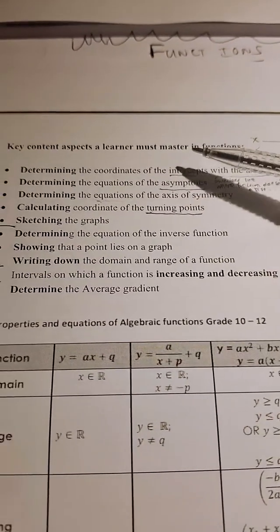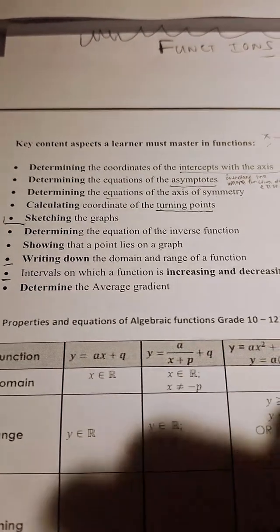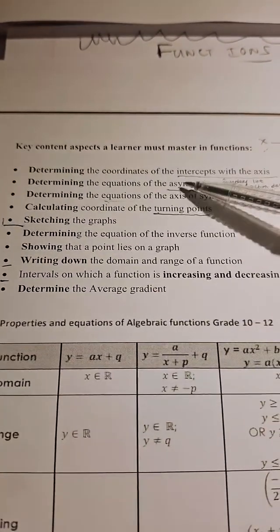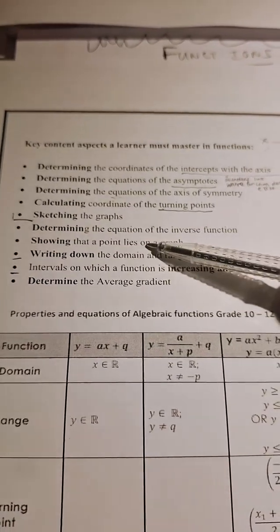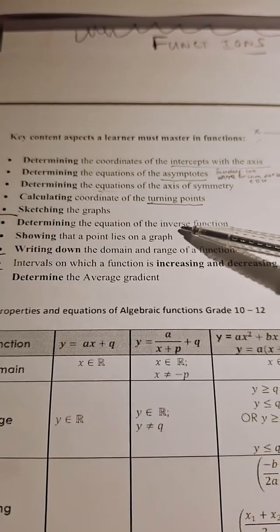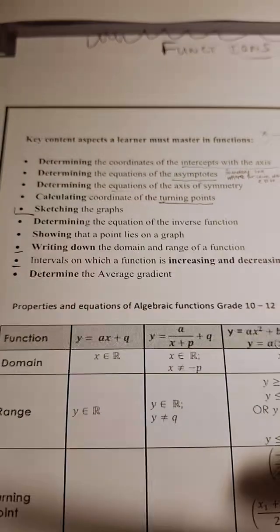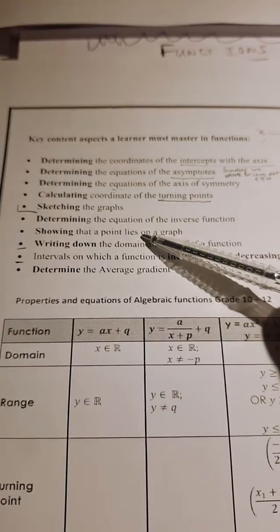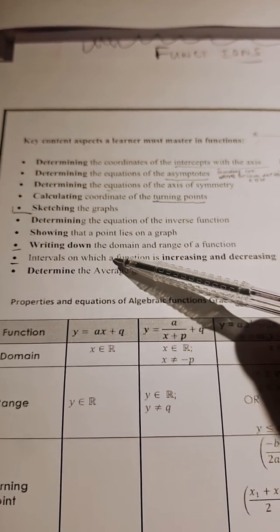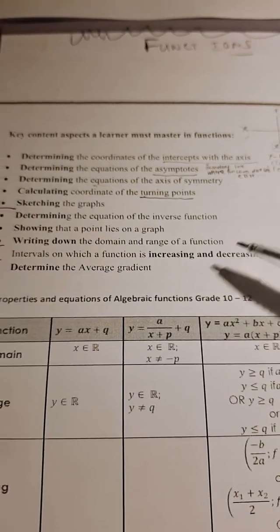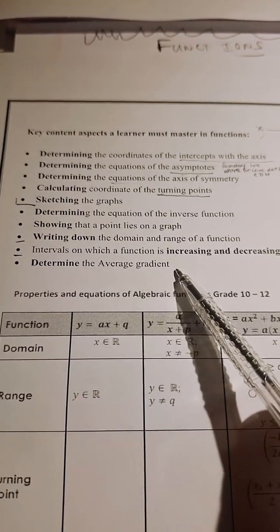I think we can take the bite-sized slice that we are getting for today and make use of it. Obviously we're going to leave those two for now. That includes determining the equation of any other function, not just the inverse. Determining the equation of other functions, and showing that a point lies on the graph, we are going to look at next time. Then for domain, we are going to look at intervals on which a function is increasing and decreasing. That's also fine. We are going to determine the average gradient.